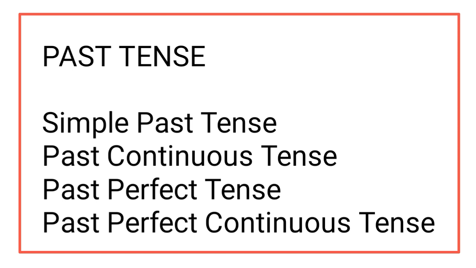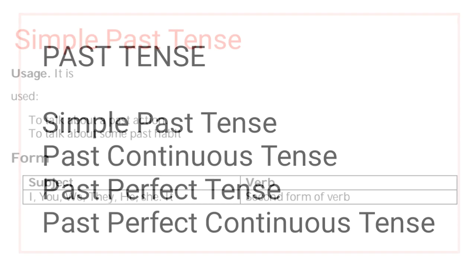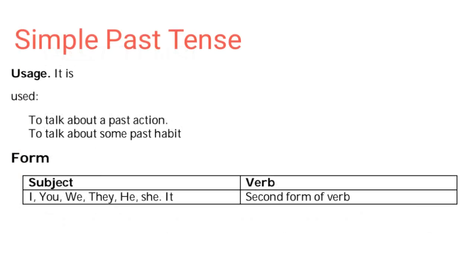Now we are moving to past tense. Like present tense, past tense can also be divided into four: simple past tense, past continuous tense, past perfect tense, and past perfect continuous tense. First of all, we can look at simple past tense. Its form is subject plus second form of the verb, verb two. Usage: to talk about a past action.